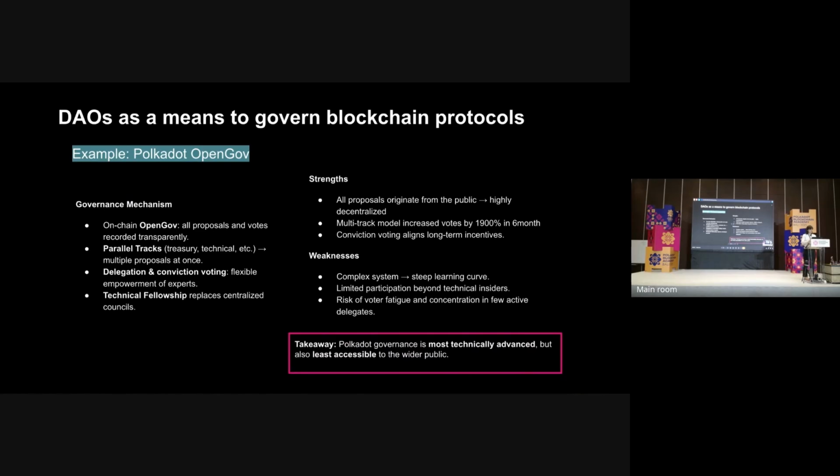So takeaway: Polkadot governance is the most technically advanced one. They've thought of many, many different ways to make it equal, to give equal voting powers, and therefore it's also very complex and least accessible to the wider public. Question is, it's an infrastructure. Do end users need to be that active, or should it be projects building on top? That question is to be maybe debated.